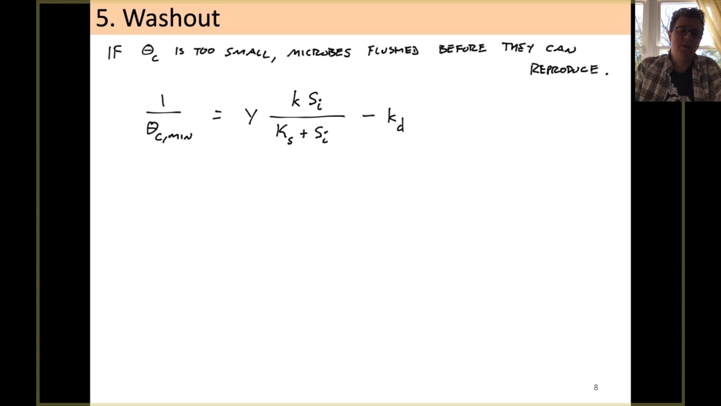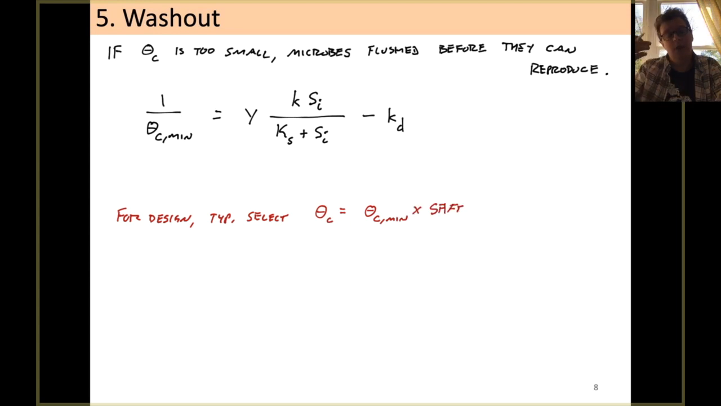You wouldn't get any net removal. And so you can actually use this to check yourself on what is that minimum theta C, or what is that minimum solids retention time that I need. In general, design will occur by calculating what that minimum would be and multiplying it by a safety factor. Mine suggests that might be anywhere from 2 to 10. Other literature has suggested that may go anywhere as high as 70.